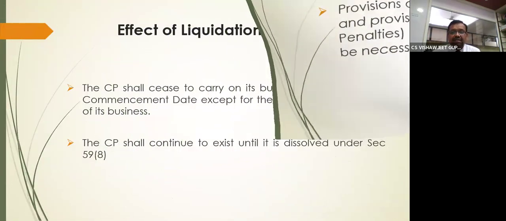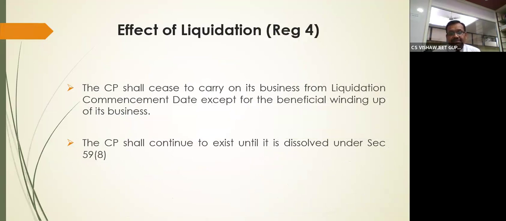Now, effect of liquidation. Regulation 4 says the CP shall cease to carry on its business from the liquidation commencement date. That means from the passing of the special resolution or resolution, or by the approval of the creditors, the corporate person shall cease to carry on its business, except for the beneficial winding up of its business. The CP shall continue to exist until it is dissolved.